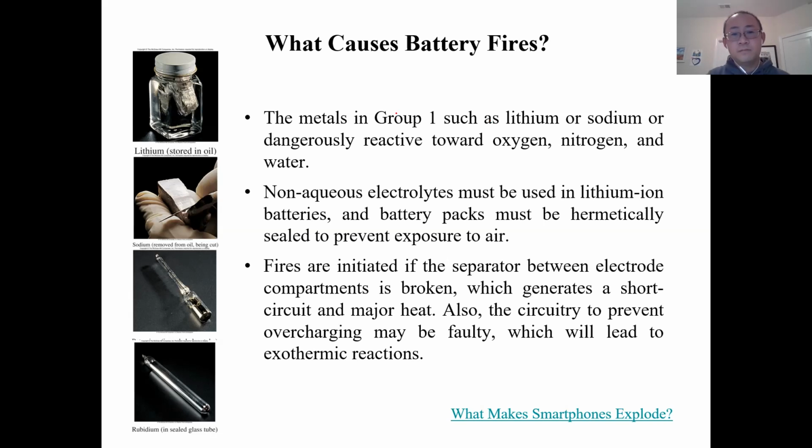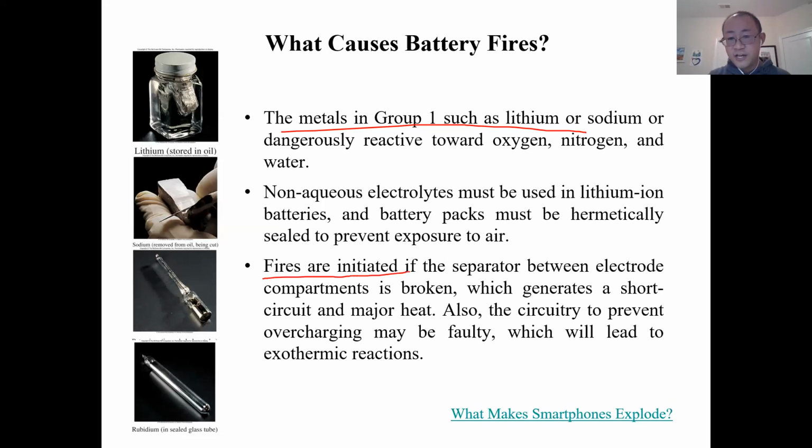Lithium, especially lithium metal. The metals in group 1, such as lithium and sodium, are active metals. They themselves are very reactive towards oxygen and water and even nitrogen. So in order to prevent contact, especially with water, non-aqueous electrolytes must be used in lithium-ion batteries, and the battery packs must be sealed to prevent exposure to air.